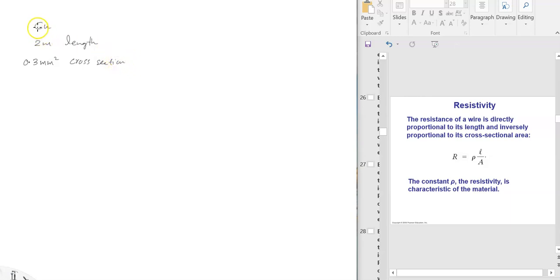So there's a piece of wire made out of copper, with a length of 2 meters and a cross-sectional area of 0.3 millimeters squared. So it's a cylindrical, linear object. Now the question is, what is the resistance of this wire? If I want to use this as a resistor, what's the resistance? We're going to use the equation resistance equals rho L over A.